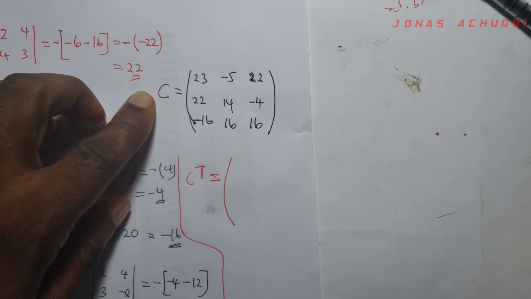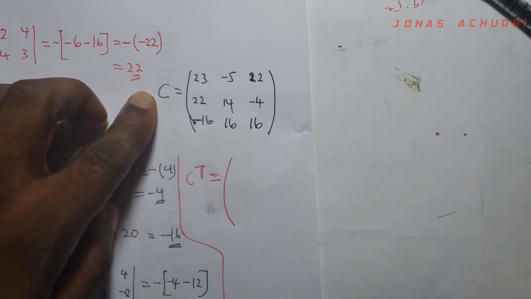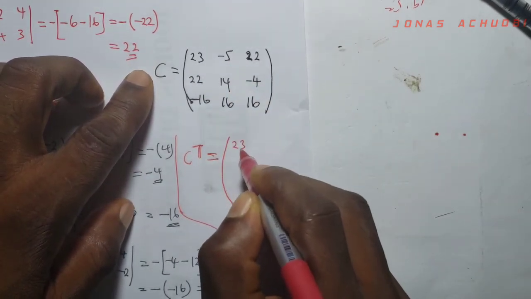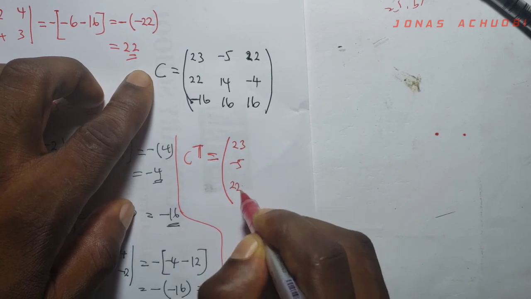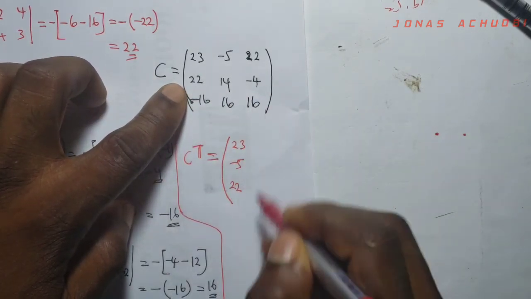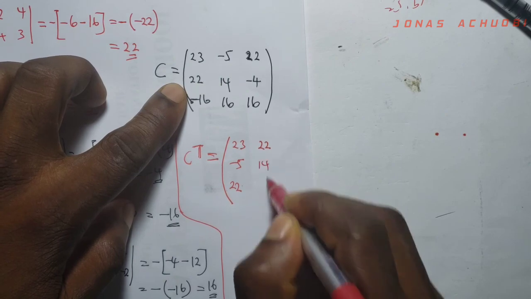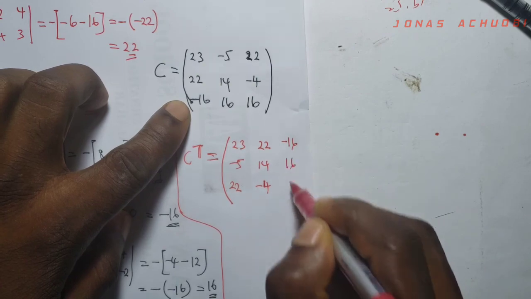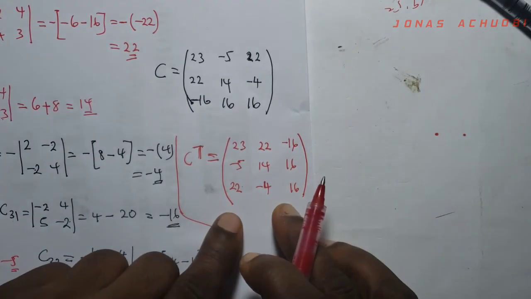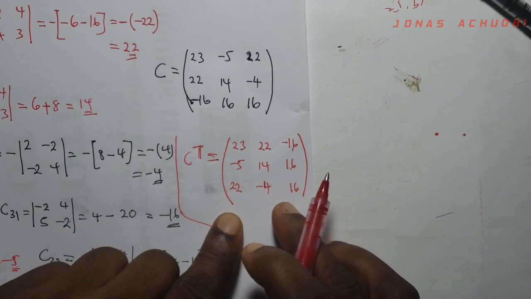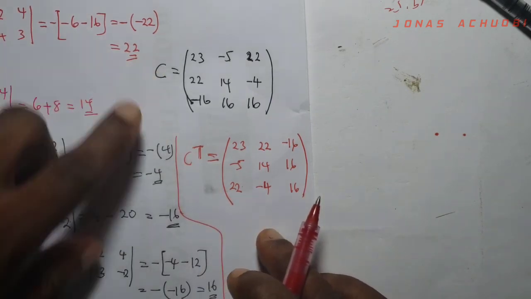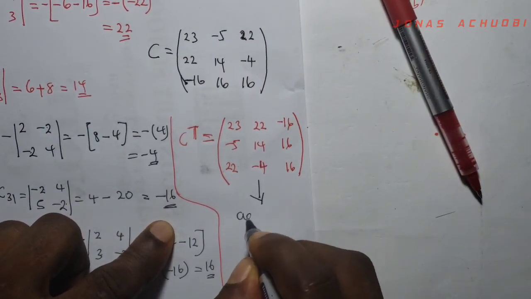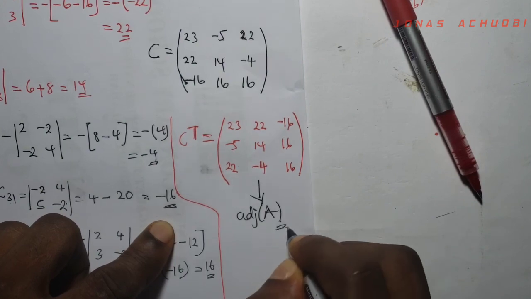So row 1 shall become column 1, and row 2 becomes column 2. What's row 1? 23, minus 5 and 22. So that becomes column 1. So 23, minus 5 and 22. Row 2 is this, becomes column 2. So 22, 14 and minus 4. Row 3 becomes column 3, negative 16, 16 and 16. So this matrix now is the transpose of the matrix of cofactors. It is this matrix here that is now called the adjoint. This matrix is now called the adjoint of matrix A.